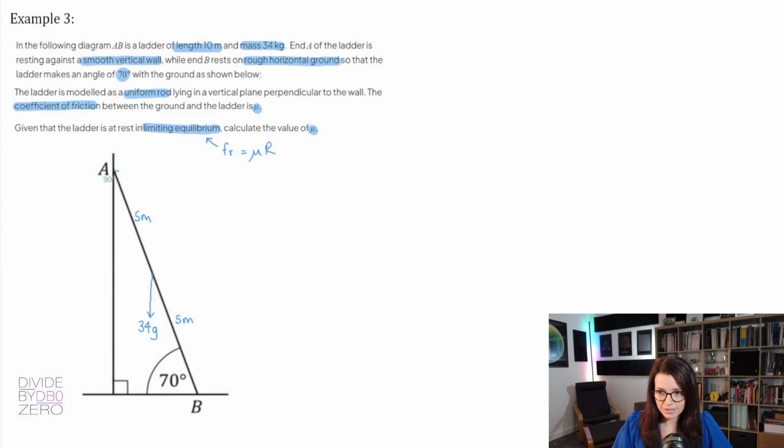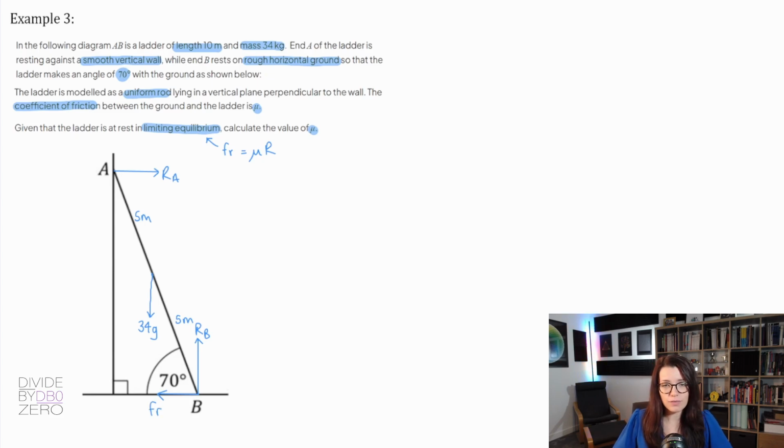There'll be a reaction at A, perpendicular to the wall. Let's call that RA. And there'll be a reaction at B, perpendicular to the floor. Let's call it RB. Friction is involved here, and that's what's holding the ladder in place. To work out which direction friction is acting in, think about what would happen if friction wasn't there. The ladder would slip. So friction must be acting in this direction to hold it in place.